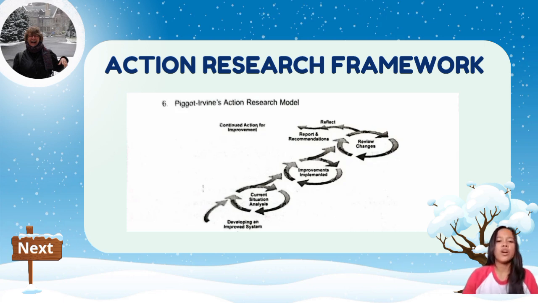So next, the Piaget-Irvine's model. This focuses on continuous improvement in practice. It begins with analyzing the current situation to understand the existing problem or condition. After understanding the situation, the researcher then develops an improved system or strategy to address the issue. Once the improvement is implemented, the researcher then reviews the changes to see if they are effective. The researcher then reflects on the results and prepares a report with recommendations. So these recommendations serve as a guide to further improvements.